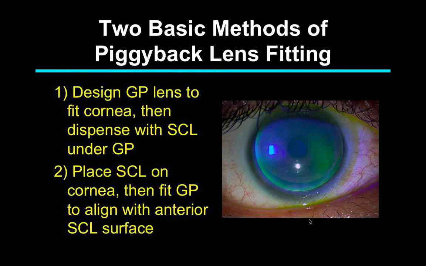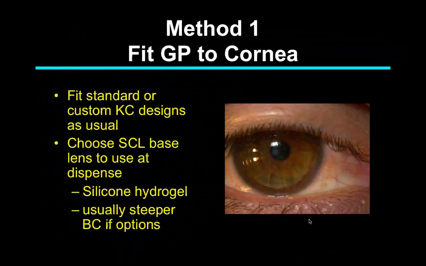Two basic methods: design the GP lens to fit the cornea and then dispense it at the time with the soft lens underneath, which is what I prefer. The other is to put the soft lens on the eye and take a K reading over it. More specifically, method one: fit the standard custom design. For example, you're going to fit a cone design on that cornea. But then on the day of dispense, you dispense a single-use silicone hydrogel, high oxygen flux material lens under the GP lens.